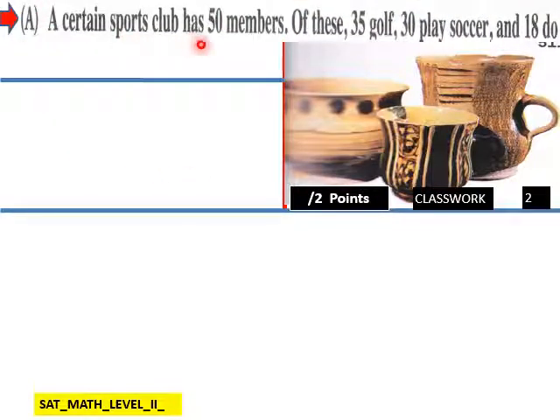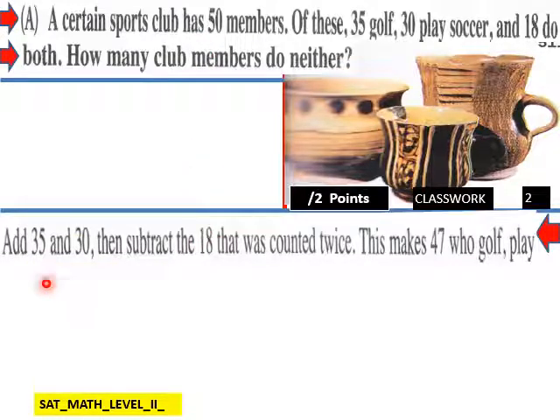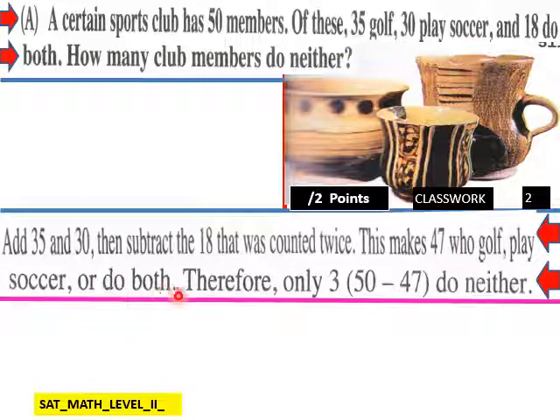A certain sports club has 50 members. Of these, 35 play golf, 30 play soccer, and 18 do both. How many club members do neither? So we know who does what. Add 35 and 30, 35 who golf and 30 who play soccer, then subtract the 18 who play both. This makes 47 who golf or play soccer or do both.